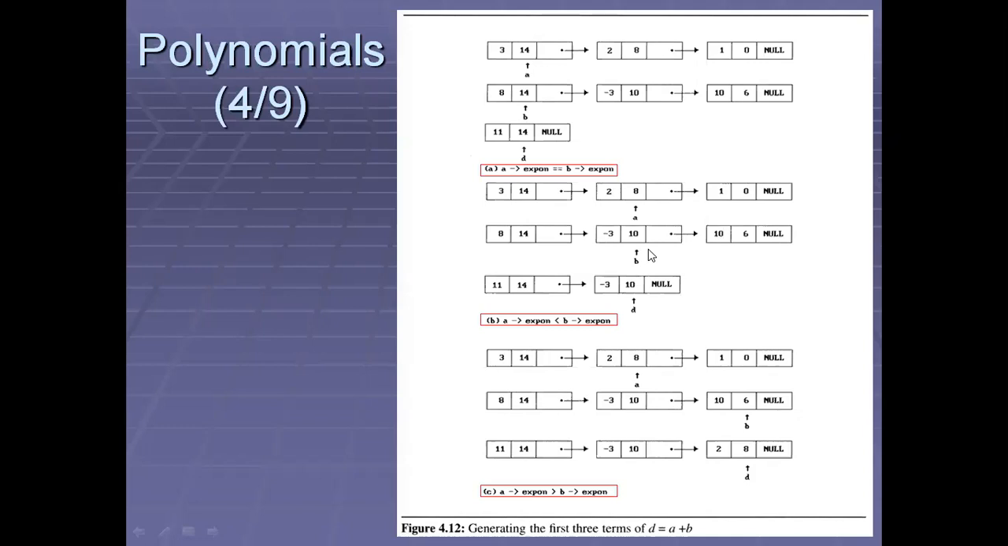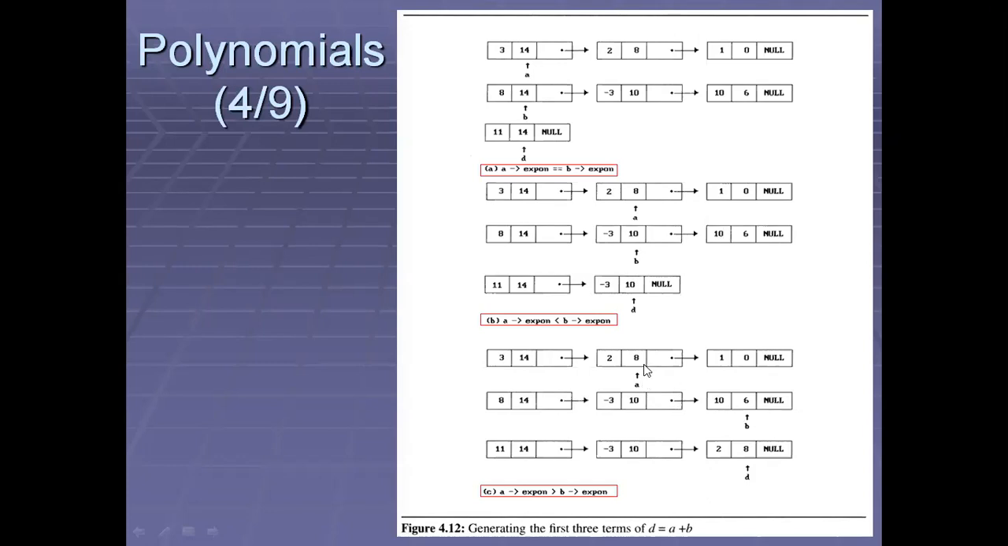So you can see here, 8 and 10. Now see, 10 is greater than 8. Both exponents are not the same, 8 and 10 are not the same. So what I will do, I will take the maximum one, that is 10. And I will just copy this second term, minus 3, 10, to the resultant. Okay, you can see here. Next, B is advanced to the next node.